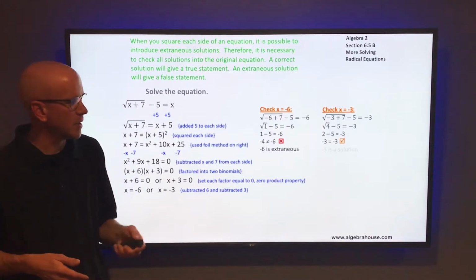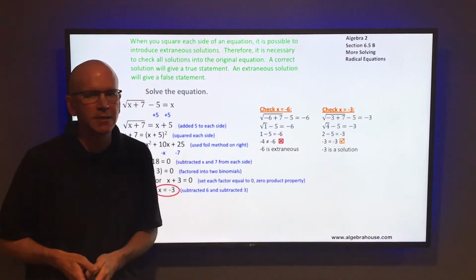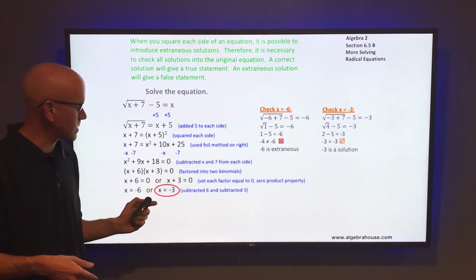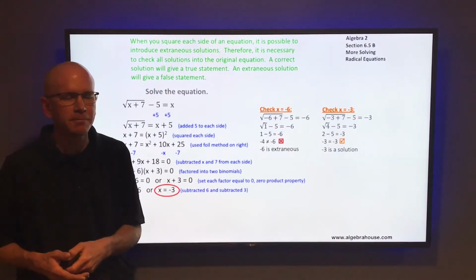2 minus 5 does equal negative 3. Both sides equal each other. That solution satisfies that equation. That means negative 3 is a solution. So x equals negative 3, but x equals negative 6, that is an extraneous solution.